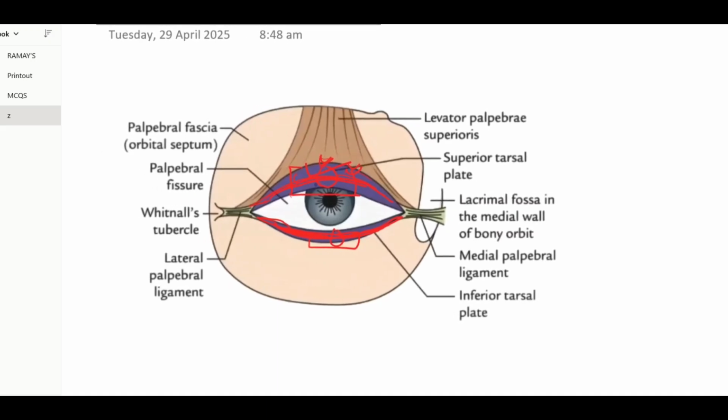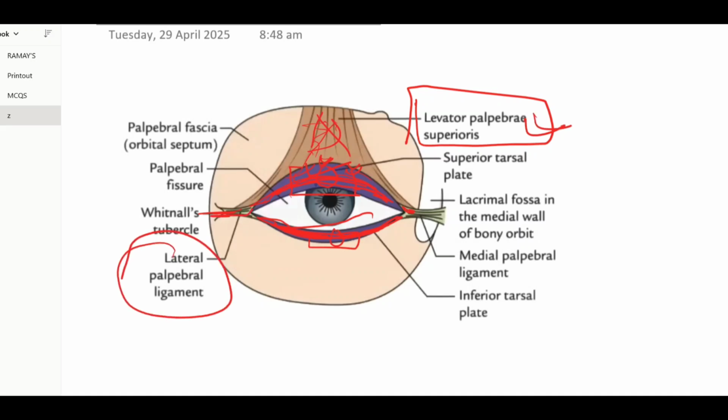You can see here that these are the tarsal plates. This structure here is attached superiorly as well to the LPS muscle, and these are the ligaments: the lateral palpebral ligament laterally, and the medial palpebral ligament medially.